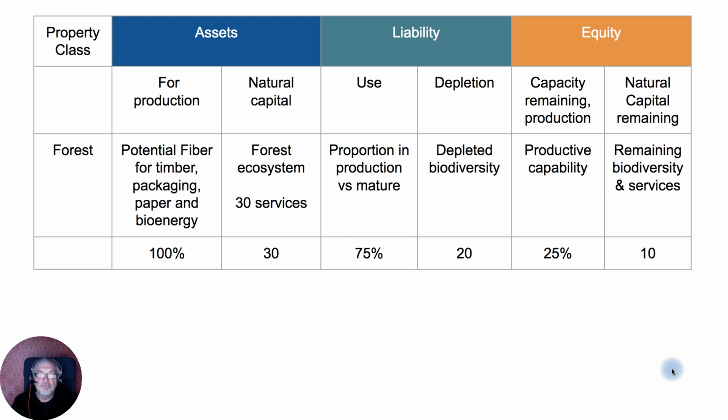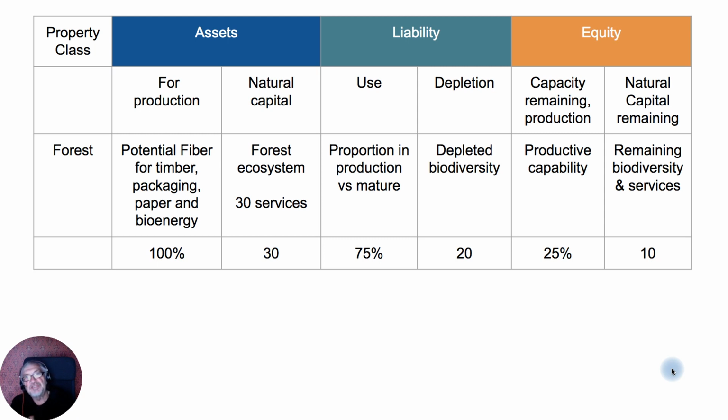We could have an example with that now. For example, 100% is always the potential. And then we said we've got 30 services, which are our assets. Let's say in use, we've got 75%. Now that would leave 25%, which we can cut. So 75% we've cut and is growing back. 25% is what we can use as forest owners.